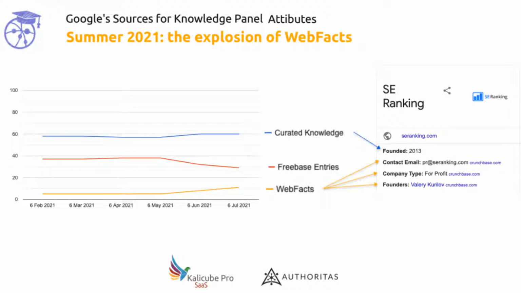But what we can see is a blue line that goes straight across at 60% curated knowledge, which is basically the human curated knowledge that Google has built over the last few years. The red line, which goes straight at 40% until May, and then it drops off sharply down to 25%. And that's Freebase entries. And then the web facts, which is basically what the machine has found online and decided is true and cites sources for more often than not, but not always, has gone along at 4% and has suddenly leapt up to 12% since May, which means, in my humble opinion, that Google's letting the machine loose.